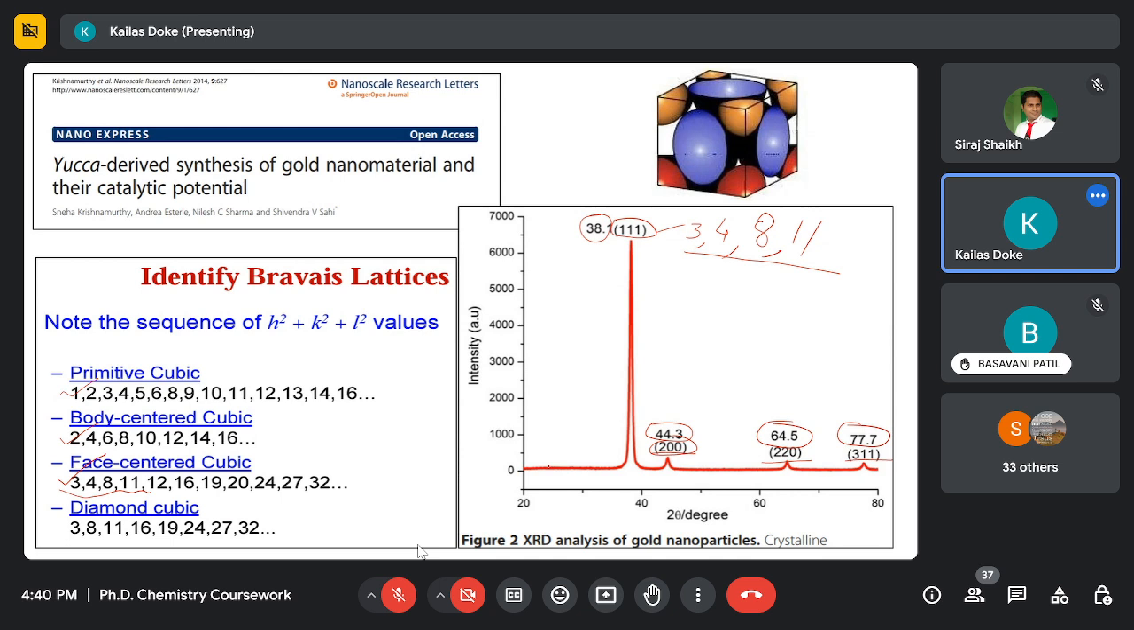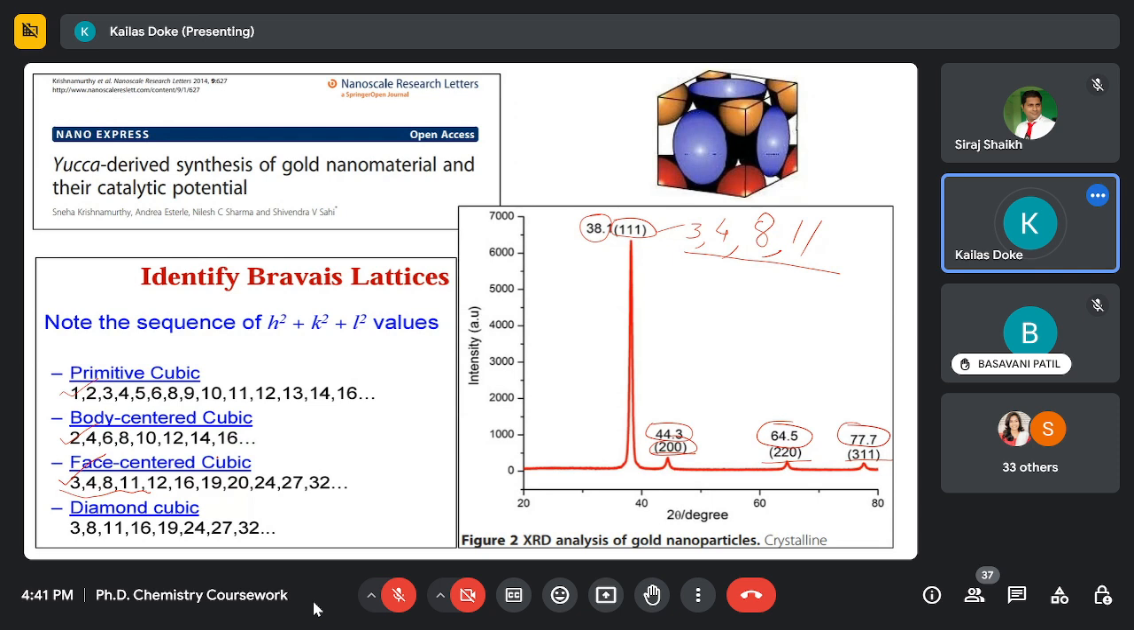So the sequencing pattern started with 3, 4, 8, 11. No, 5, 6, 7, 9, 10 are not there. 11, next maybe 12, next peak maybe 13. So definitely this synthesized gold nanoparticle is from the face-centered cubic lattice.